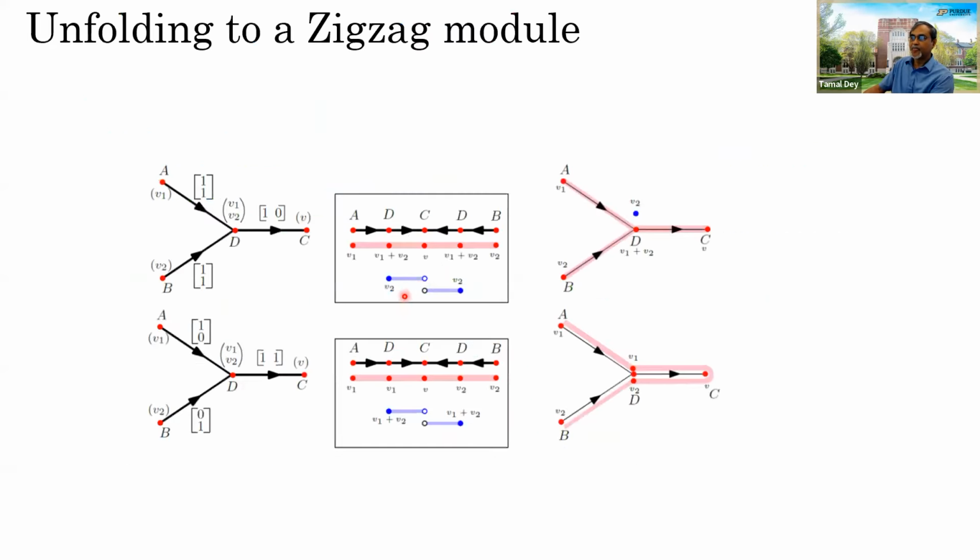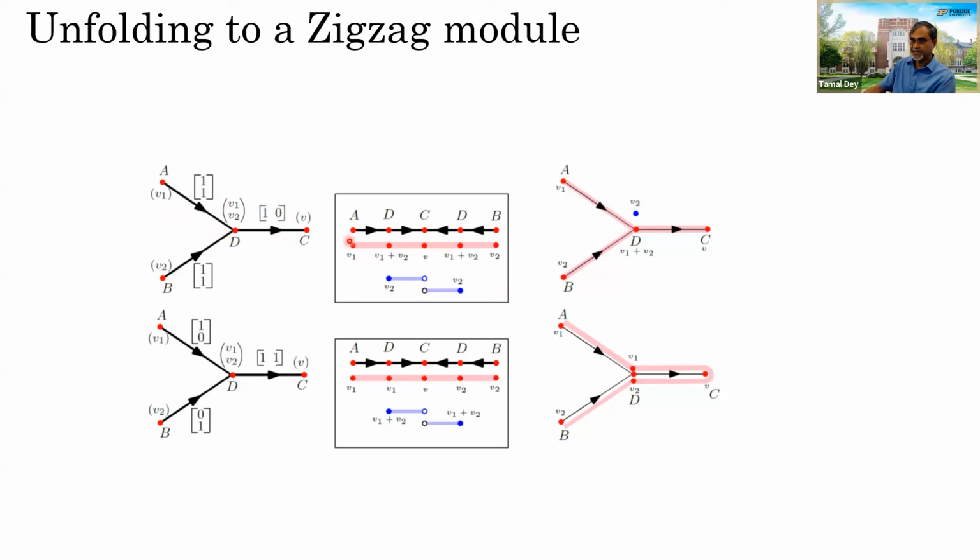Okay, so here is an example. For example, here is a poset I'm showing, and here is a module. These are the basis of the vector spaces I'm showing, and these are the maps. So for example, this poset or this module, I can unfold it to a zigzag module here. The way I have done, I just traverse this way, came back to D, and then go to B. This is exactly, and I preserve the arrows. Okay, so this gives me an unfolding of this module to a zigzag module.